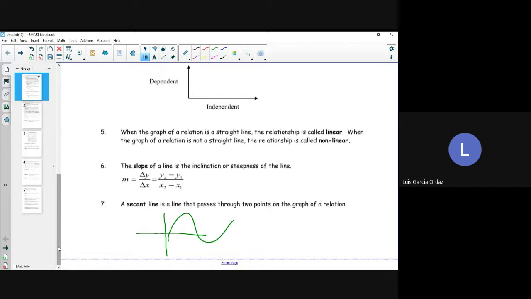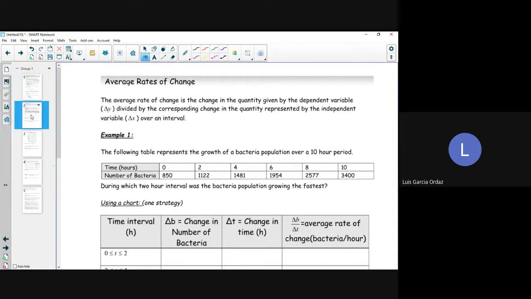So a secant line is a line that passes through 2 points on the graph of a relation. So we can have a point over here and a point over here. And if we draw a line, this is called the secant, okay? So that is what a secant line is. It's going through 2 points in a graph that is non-linear. So now we're going to get into some examples. The average rate of change is the change of quantity given by the dependent variable y divided by the change in the independent variable, which is x, over a certain interval.